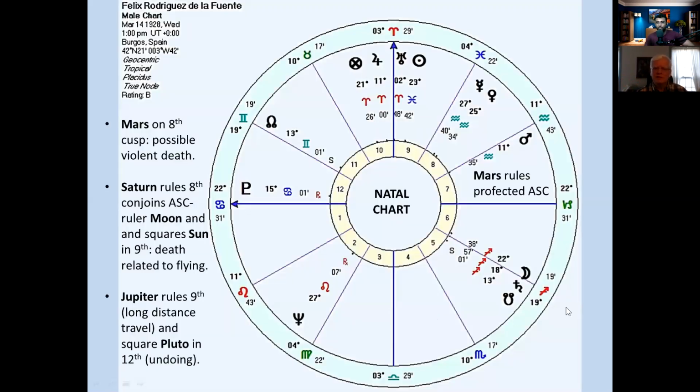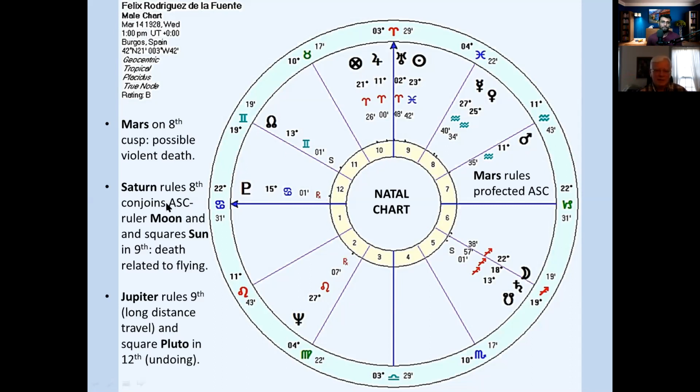Okay, so here's his natal chart in Burgos, Spain. Natally, he has Mars on the 8th cusp. So there's a natal potential for maybe violence at the time of death. This is the tropical zodiac, by the way. And he has Uranus right on the midheaven. So something unusual, unexpected about his public reputation.